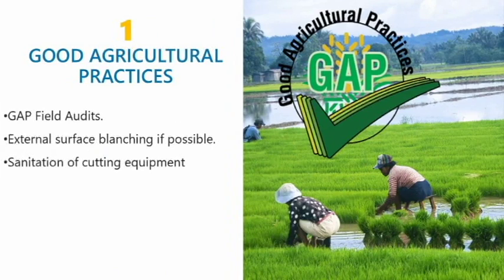See, we have to conduct field audits in the agriculture at the farm level so that we can maintain good agriculture practices, so that we can control the amount of microorganisms, the spoilage microorganisms, the pathogenic microorganisms at the field level. And we can do surface blanching if possible. There are tomatoes and some fruits and vegetables, and usually blanching is done for the vegetables. If we can blanch these vegetables at the farm level, the microbial load will reduce at the source itself. And we can also do sanitation of the cutting equipment and the equipment that are used in the farming, so that we can reduce the microbial load in the crops.